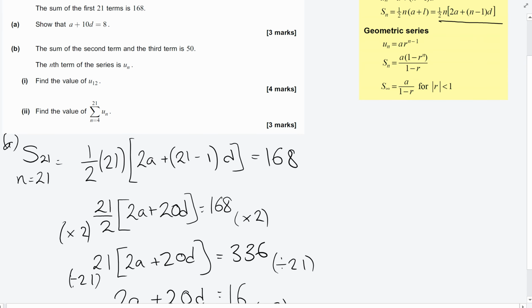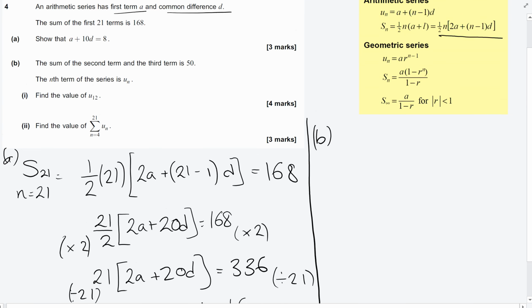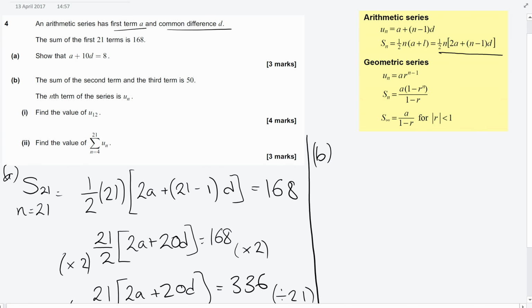We're now looking at B. So I'm going to try and do it over here, just because I know I need to use what I did in A. So the sum of the second term and the third term is 50. So U2 plus U3 is 50. Find the value of the 12th term. So there's 4 marks here.